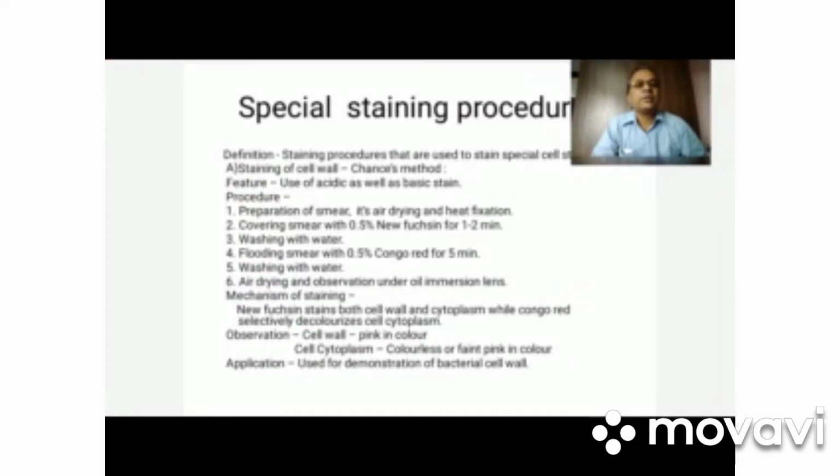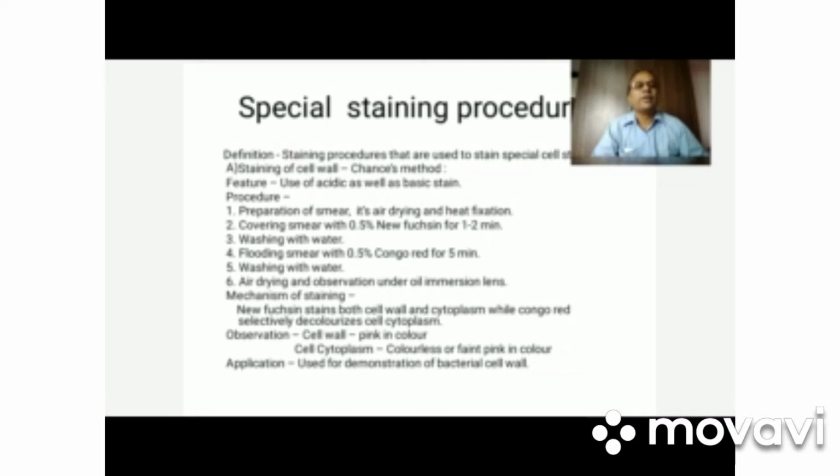The feature of this special staining for cell wall demonstration is that this staining procedure uses both acidic as well as basic stains. We have seen that in other staining procedures that we have discussed so far, there is use of either acidic or basic stains. But this procedure involves the use of both acidic as well as basic stain. The acidic stain used in this staining procedure is Congo red, while the basic stain used is 0.5% new fuchsin.